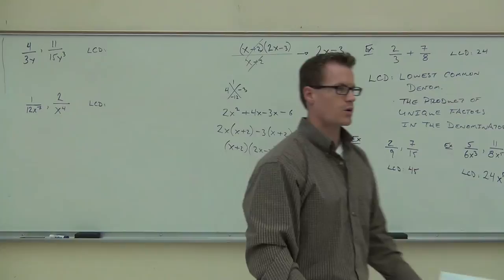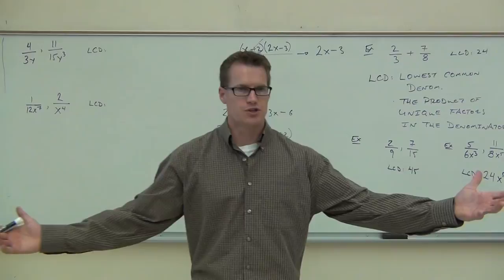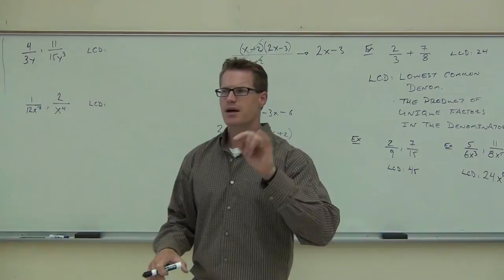First one. We have denominators of 3y and 15y to the third. The numerators here don't care, really. We're just looking for LCD. The first thing we're going to do is find the LCD of just the numbers. Look at that real quick. Tell me the LCD for my numbers. 15. Oh, that's awesome. 3 already goes into 15.